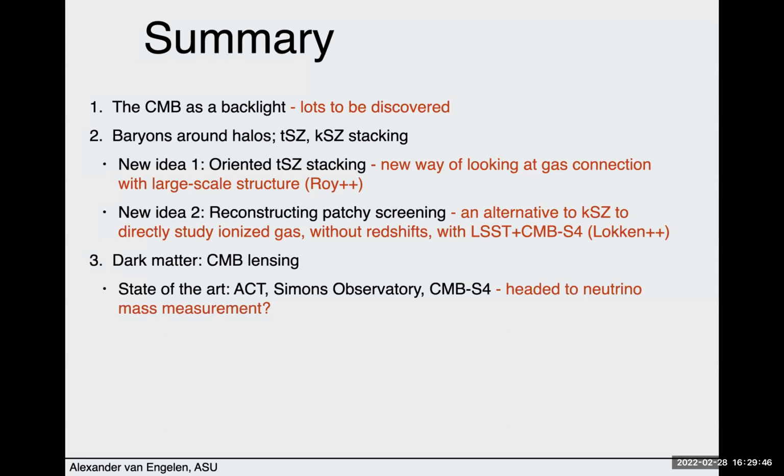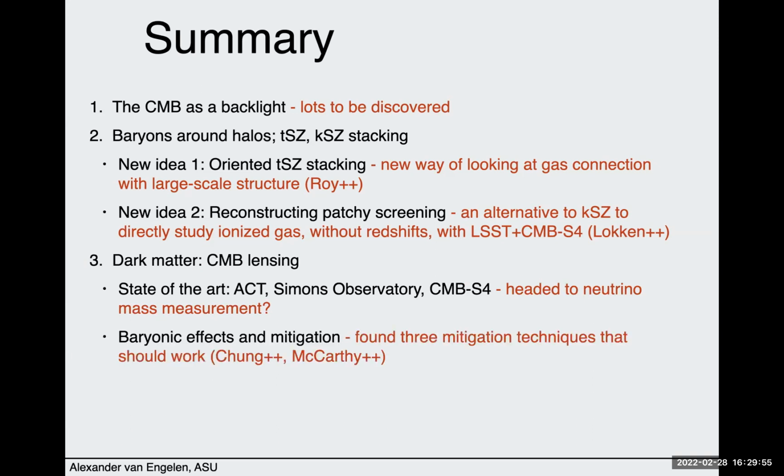Then I talked about CMB lensing and showed how these measurements are on an upward trajectory towards hopefully measuring the neutrino mass. And then finally coming back to these baryonic effects, not as a signal of interest, but rather as a pernicious source of bias, and showed that it's important that we can mitigate it.